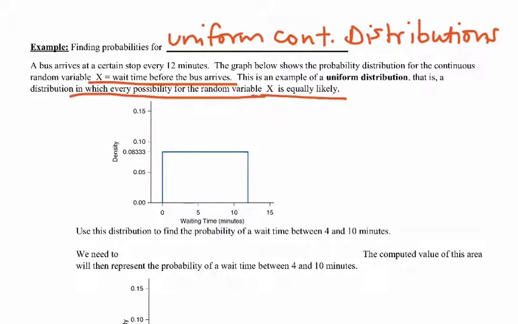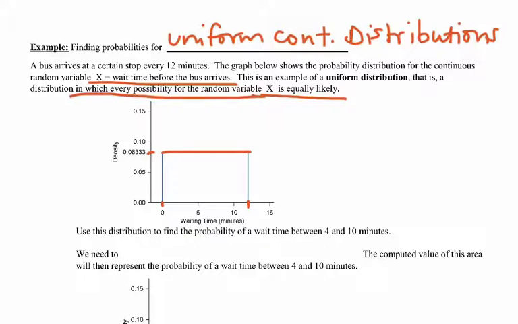So what we mean by that is we can be waiting anywhere from 0 to 12 minutes. And the probability of waiting 0 minutes is the same as the probability of waiting 12 minutes, is the same as the probability of waiting 5 minutes, 10 minutes, anything in between. How do I know they're all the same? Because I'm looking at the height of that curve, and they all go up to about 0.083. So at any individual time, it's about an 8% chance of me waiting that long at the bus stop. And that's what we mean by a uniform distribution.